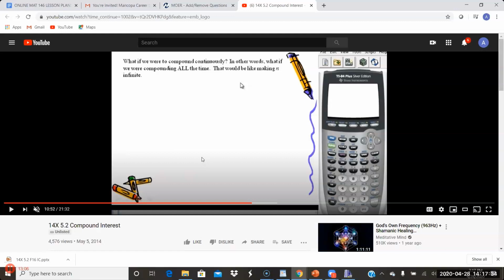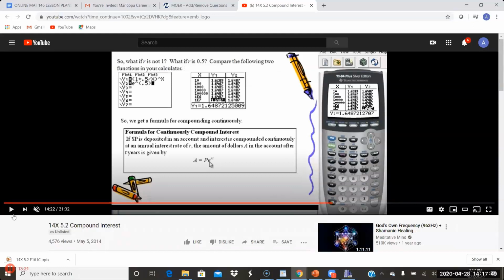And then after that, like I was mentioning, at 14 minutes and 21 seconds, he actually gets to the actual formula. Let me try to get him to move his mouse here. So there's the formula for interest that's compounding all the time, so continuously.